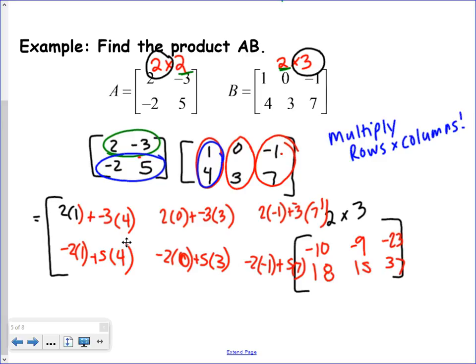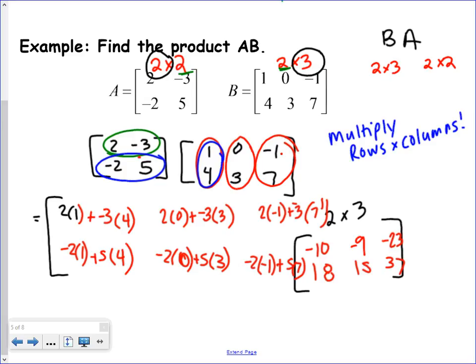Let me ask you this question. Can you do B times A? No, because if you did B times A, you'd be doing a 3 by 2 times a 2 by 2. Oh, it's 2 by 3. I wrote it wrong. Thank you. 2 by 3 and 2 by 2, so we cannot do that.